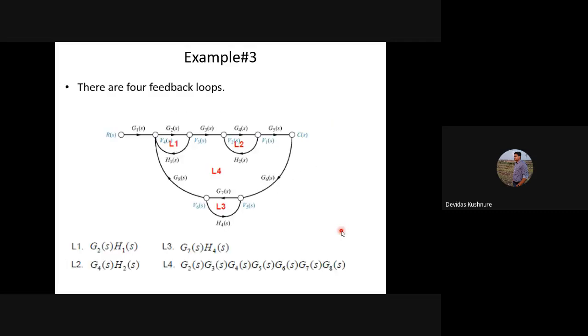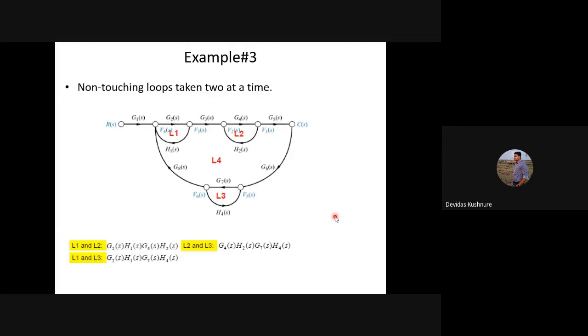Right. Now we have to take individual loops: L1, L2, L3, L4. You can see this is one loop, the second loop, this is the third loop, and this is the fourth loop, this bigger one. This is G2, G3, G4, G5, G6, G7, G8, and back to G2. So that is the fourth loop.